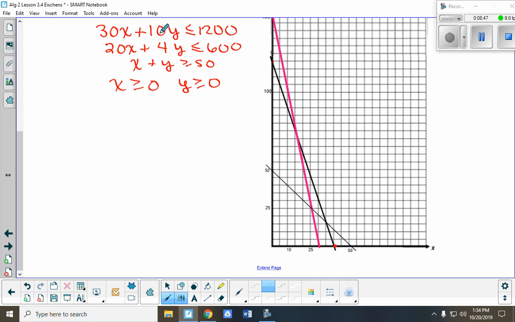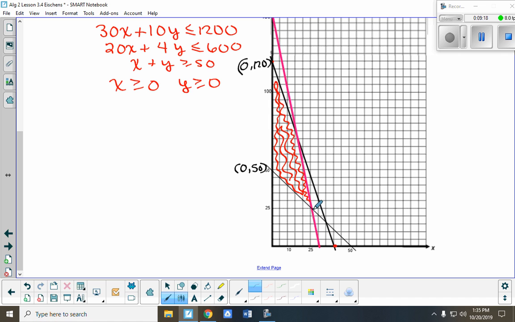And then this next one, X plus Y, is greater than or equal to 50. If you test those points, 0, 0, that doesn't work. 0 plus 0 is not greater, so you have to shade the other side. So this is where your overlapping is going to occur in this function. This region right through here. So this is your feasible region. So those vertices would be 0, 50, 0, 120.